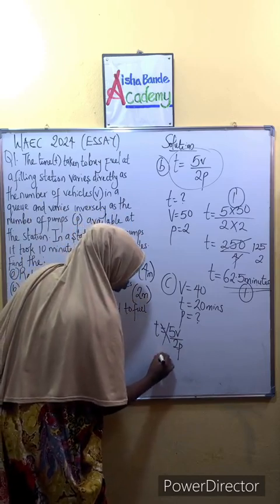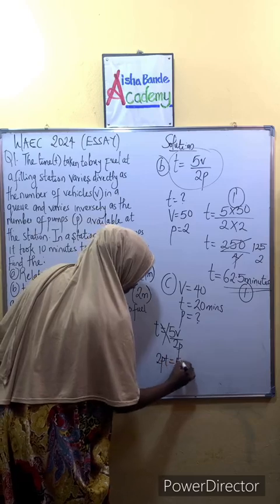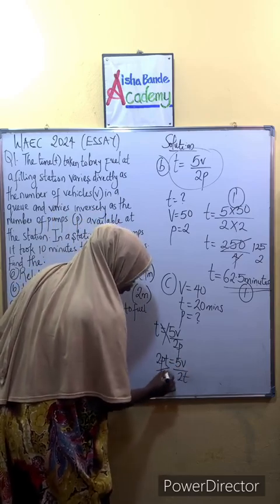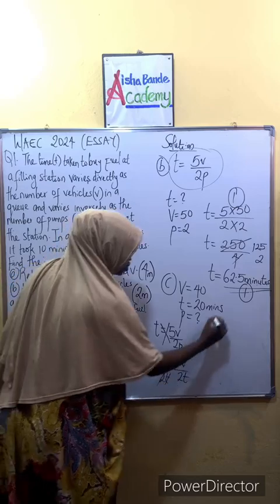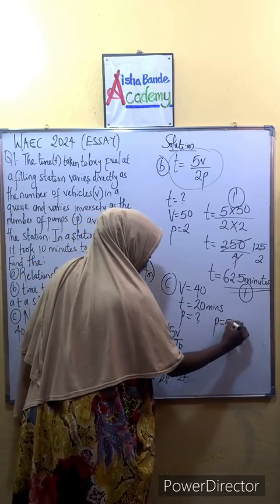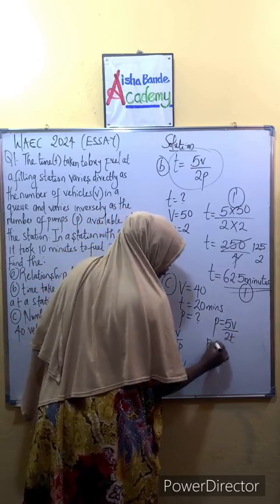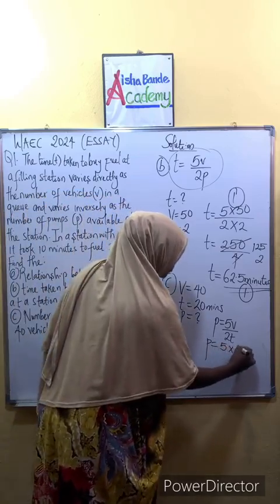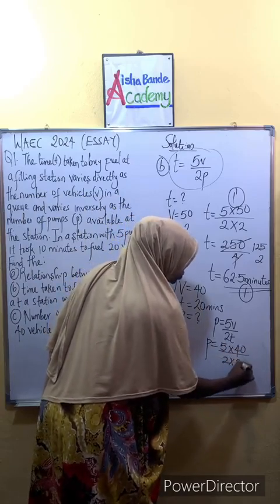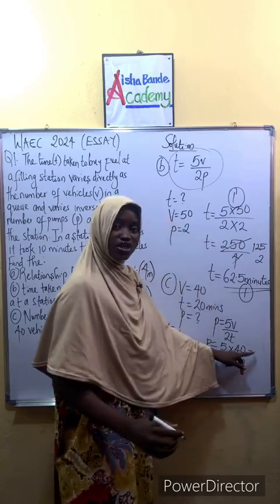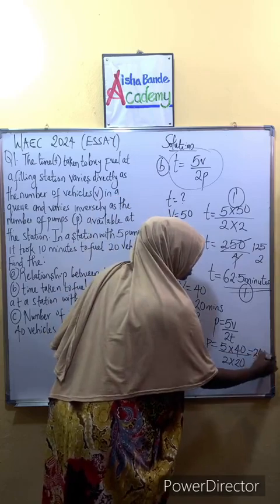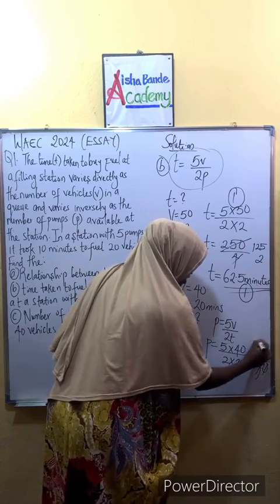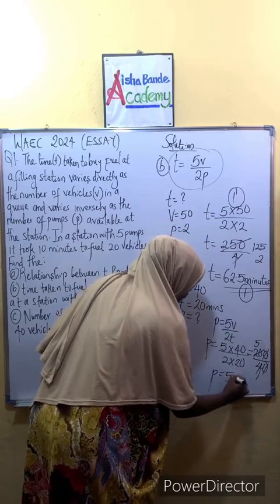So we have that 2PT is equals to 5V. But we want to make P the subject of formula, so we divide both sides by 2T. Okay, so 2T cancels 2T. So we have that P is equals to 5V over 2T. So from here we substitute in the values that have been provided. So P is equals to 5 times V, which is 40, all over 2 times T, which is 20. So here we have that 5 times 40 is 200, all over 2 times 20 here is 40. So here 0 cancels 0, 4 here 1, and 4 here is 5. So we have that P is equals to 5 pumps.